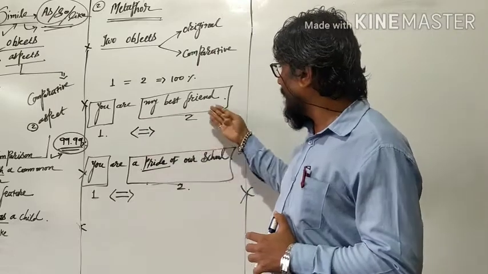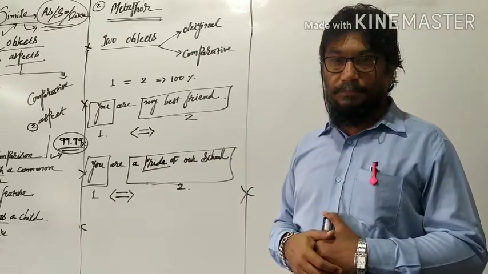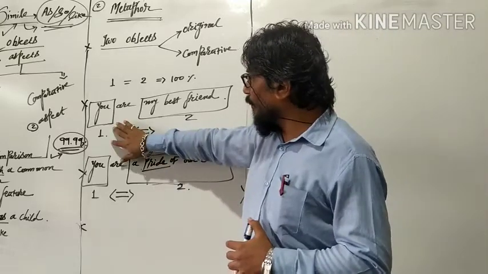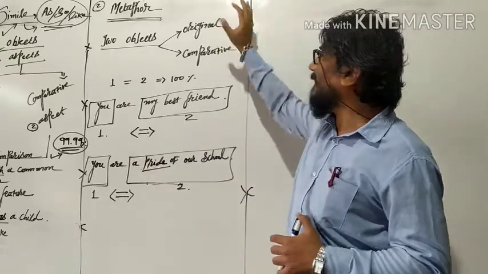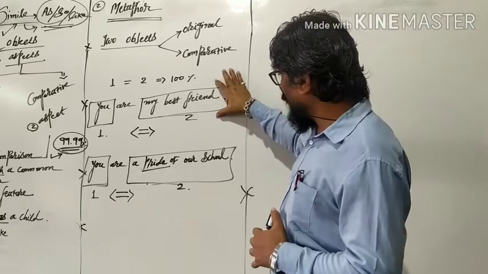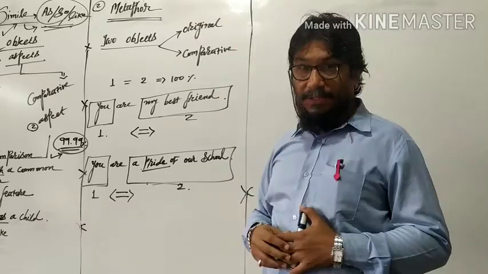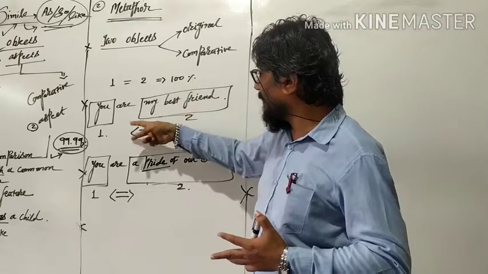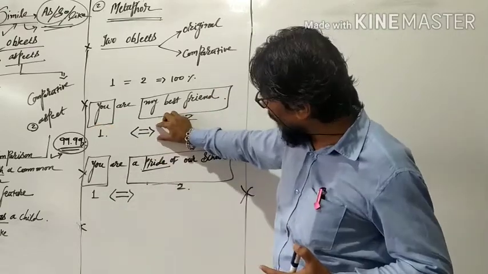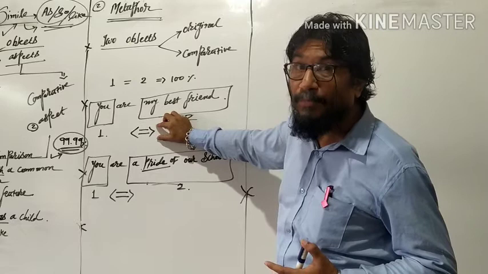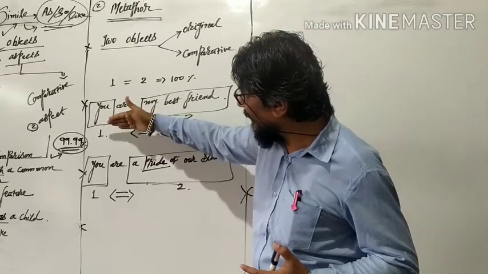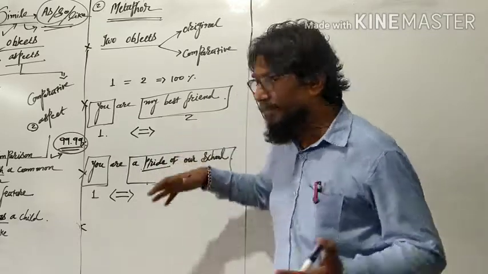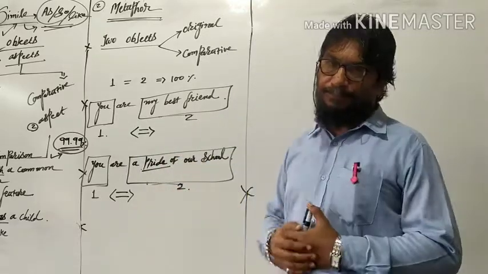We'll move ahead with the example. You are my best friend. You is the original aspect. My best friend is the comparative aspect. But you is equal to my best friend and my best friend is equal to you. So here both ways are implied. If you move ahead this side, same. If you move ahead this side, it's the same.